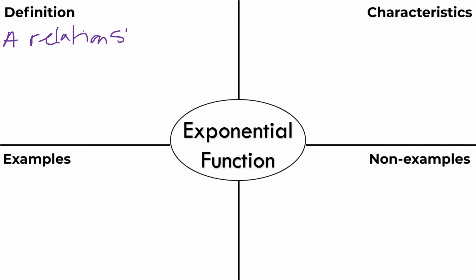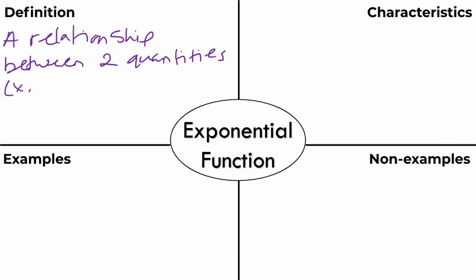relationship between 2 quantities. Again, I promise I'm going to work on my writing. And again, those quantities are x and y. And it has a new term, a constant ratio.